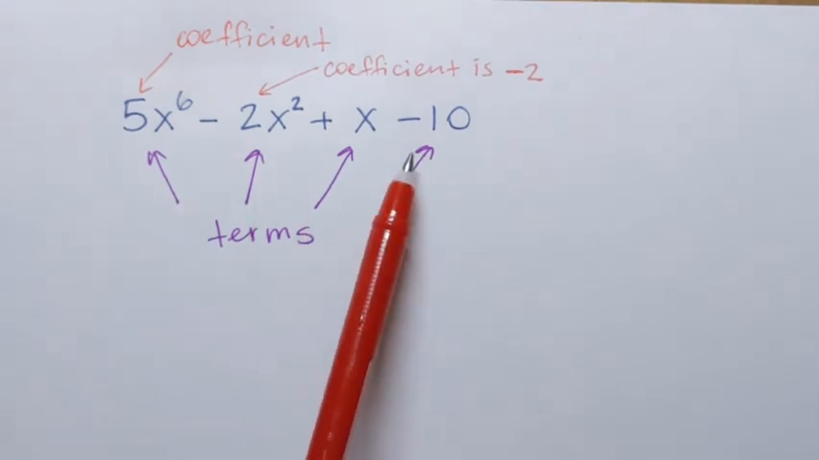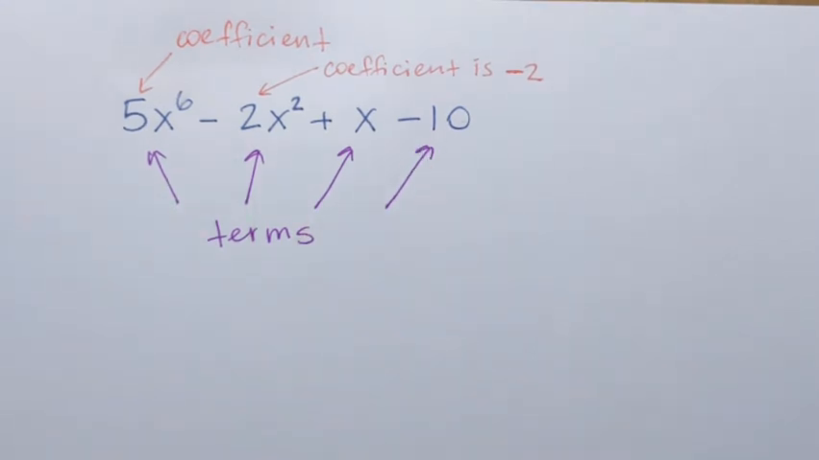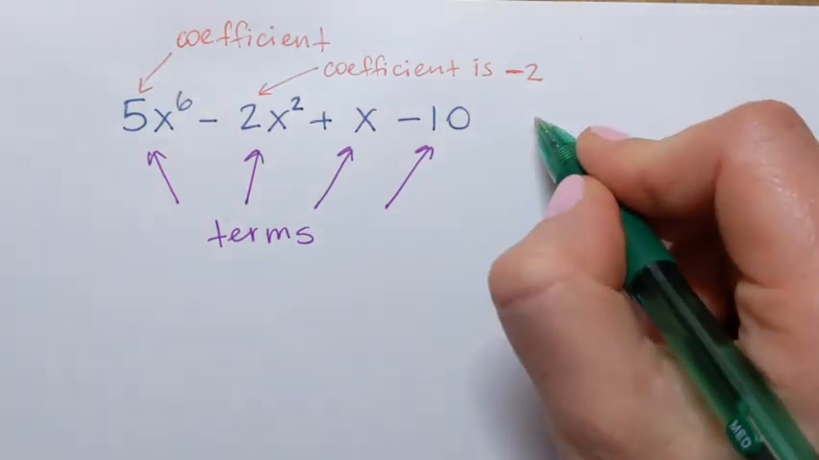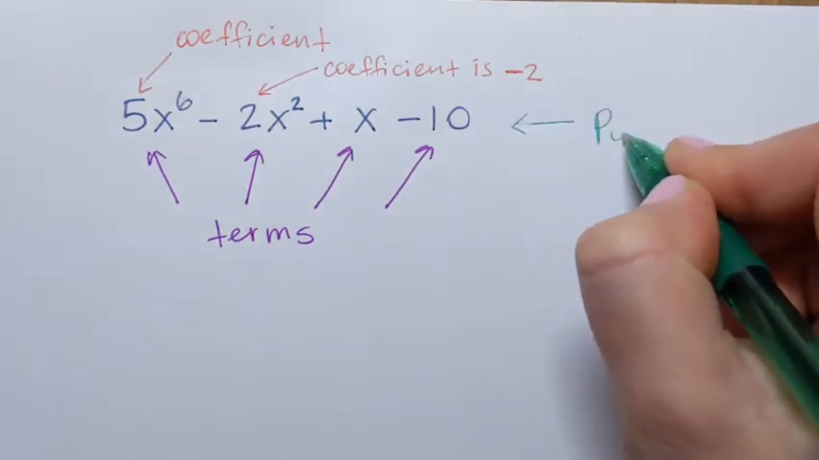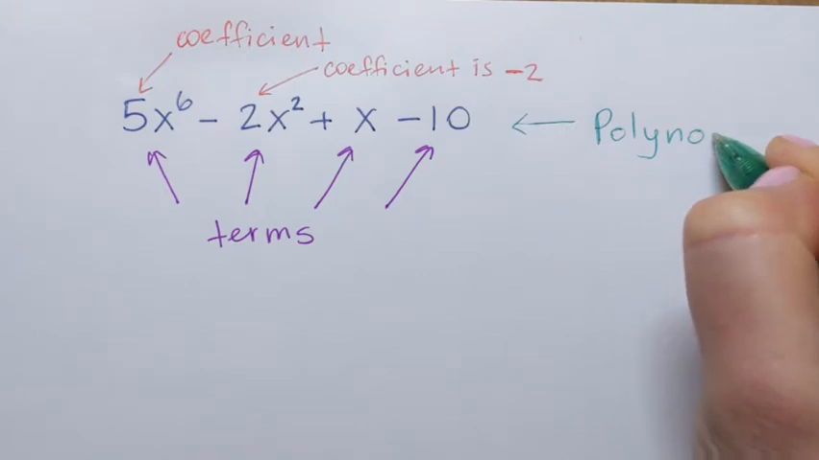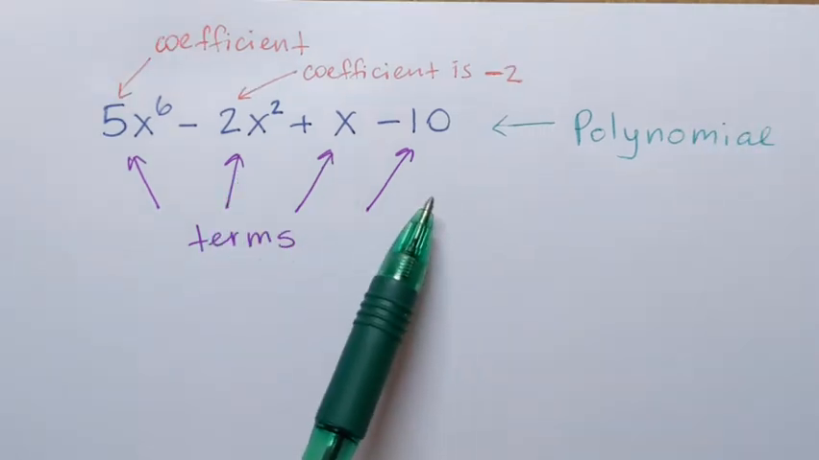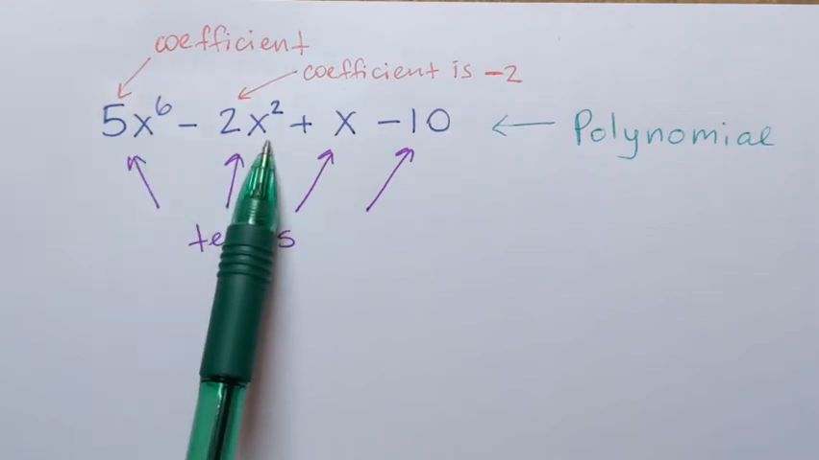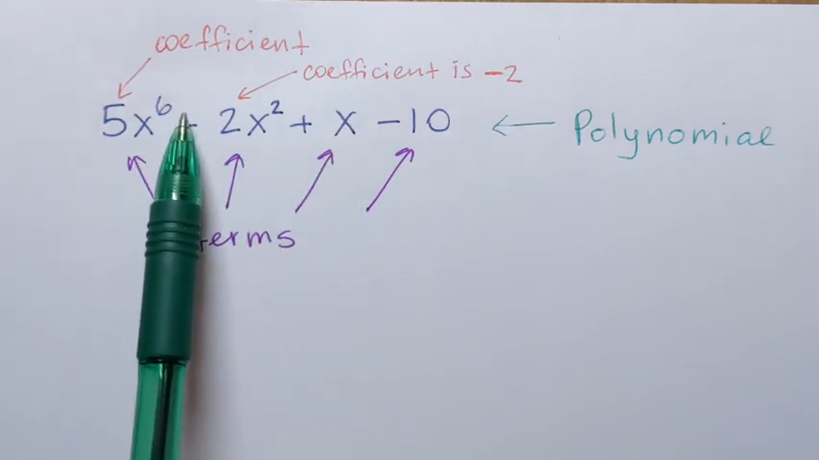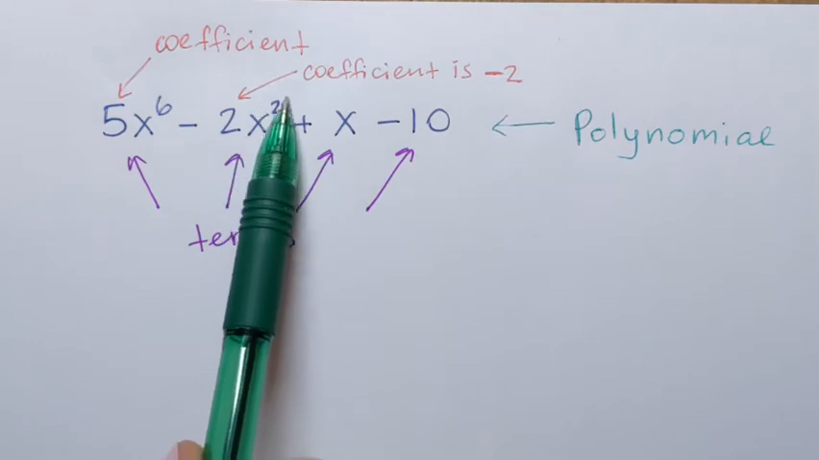Now this expression has a special name. It's called in math polynomial. So polynomial is an expression such that all variables within that expression are raised to the powers that are whole numbers.